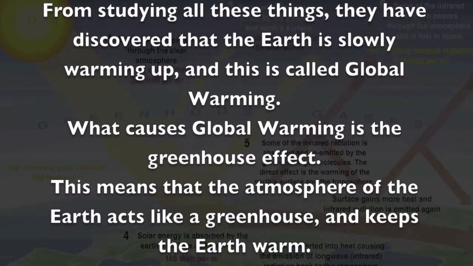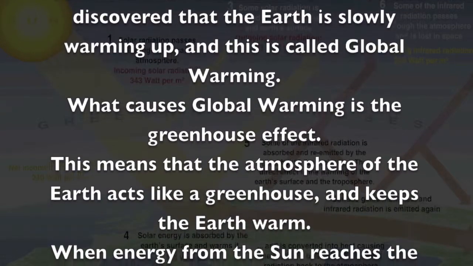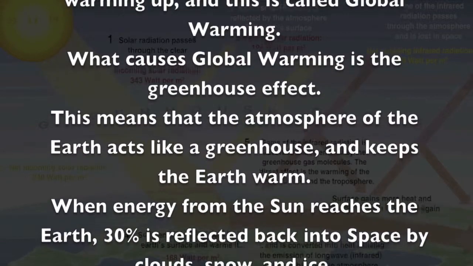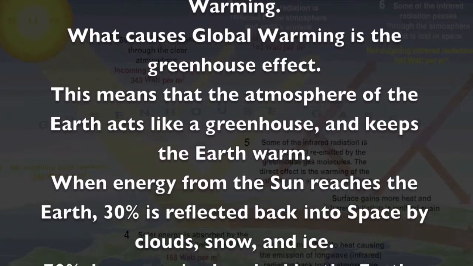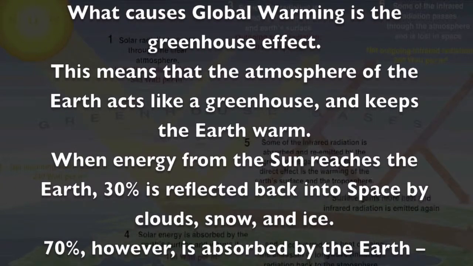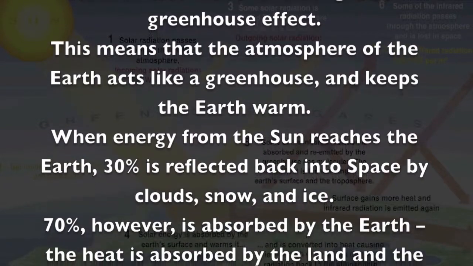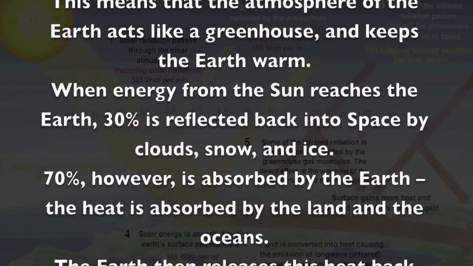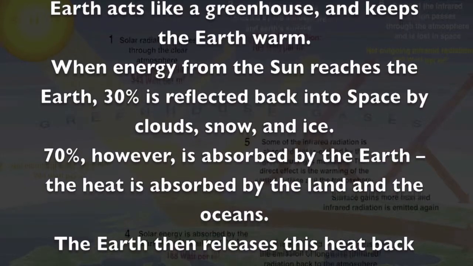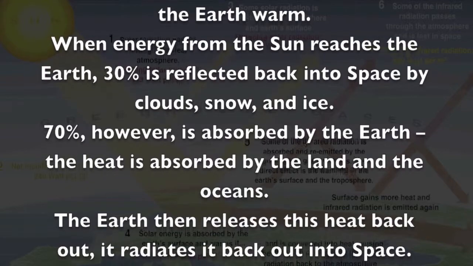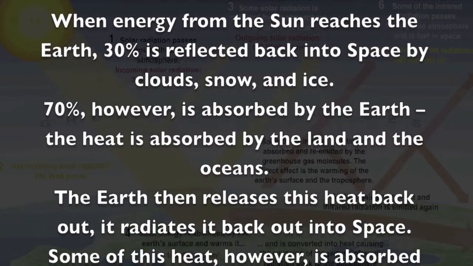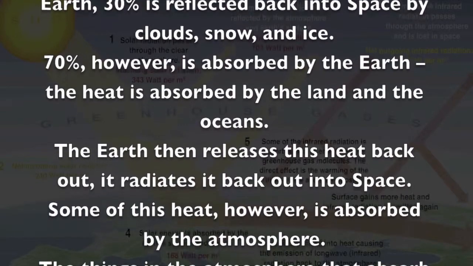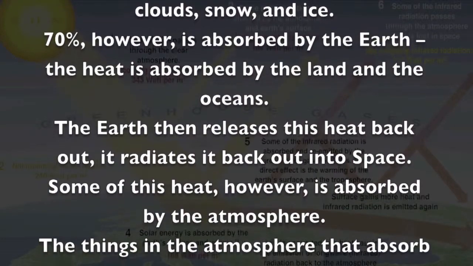This means that the atmosphere of the Earth acts like a greenhouse and keeps the Earth warm. When energy from the sun reaches the Earth, 30% is reflected back into space by clouds, snow, and ice. 70%, however, is absorbed by the Earth. The heat is absorbed by the land and the oceans. The Earth then releases this heat back out. It radiates it back out into space.